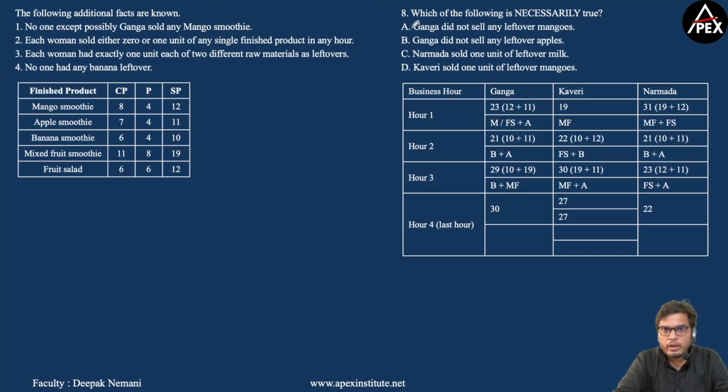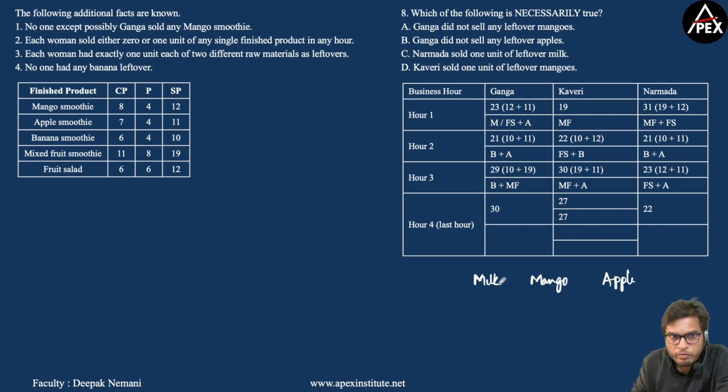Now which of the following is necessarily true? To answer this question, you need to solve the entire set. Now let's focus on the items sold in the last hour, R4. It is given that each woman had exactly 1 unit each of 2 raw materials as leftovers. No one had any banana leftover. So the leftovers can be either milk or mango or apple.